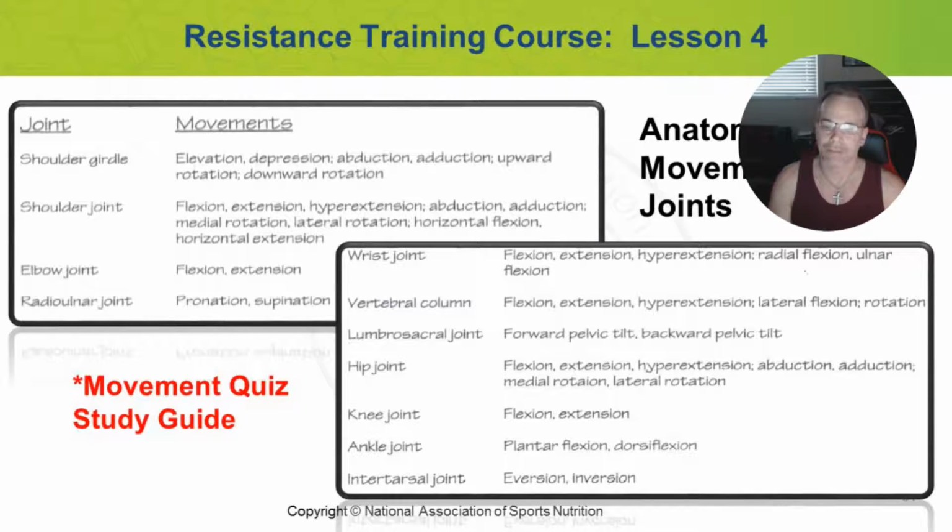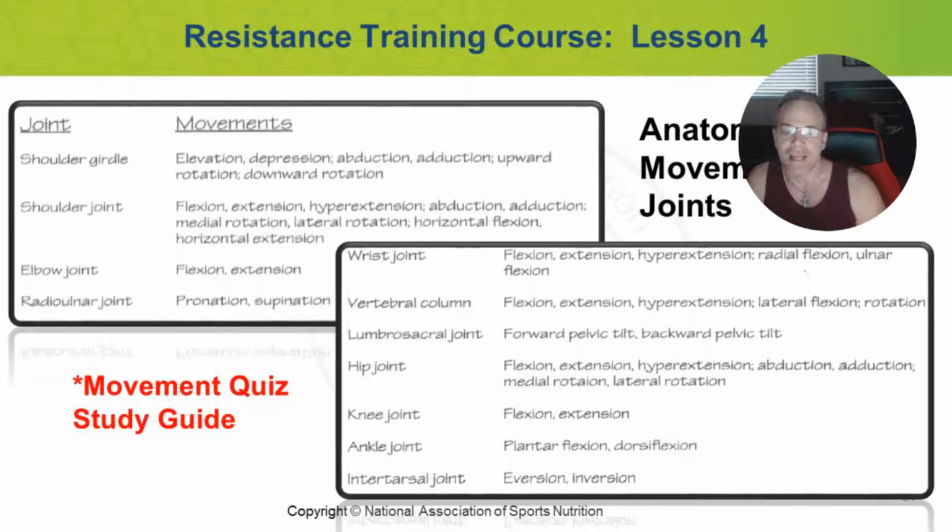Pelvic tilt. So you can stick your butt out or you can tuck it in, and that's pelvic tilt, and that's from the lumbosacral joint. Hip joint, just like the shoulder joint: flexion, extension, hyperextension, abduction, adduction, medial rotation, lateral rotation, or inward and outward rotation. Okay? So remember, the shoulder joint and the hip joint can also do circumduction. Not listed here, but you can do it.